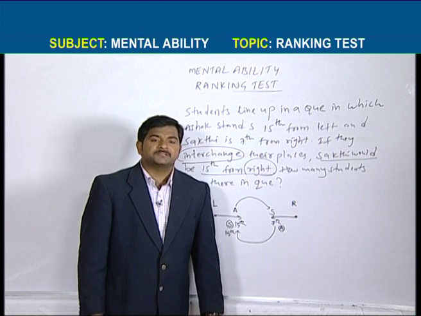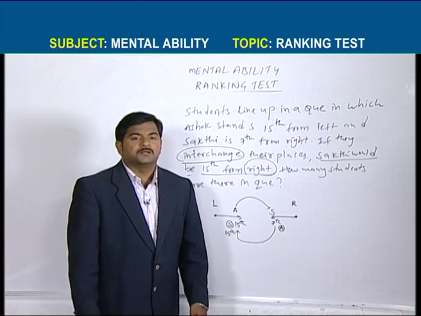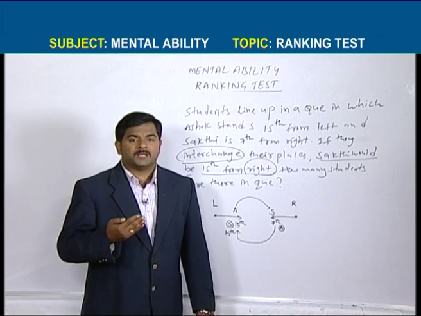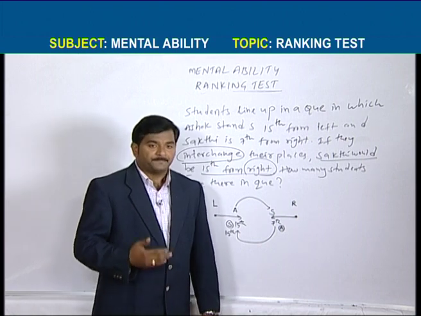How many students are there in the queue means I have to find out the total objects. The formula is T is equal to n plus k minus 1. That is clear. When can you use that formula?